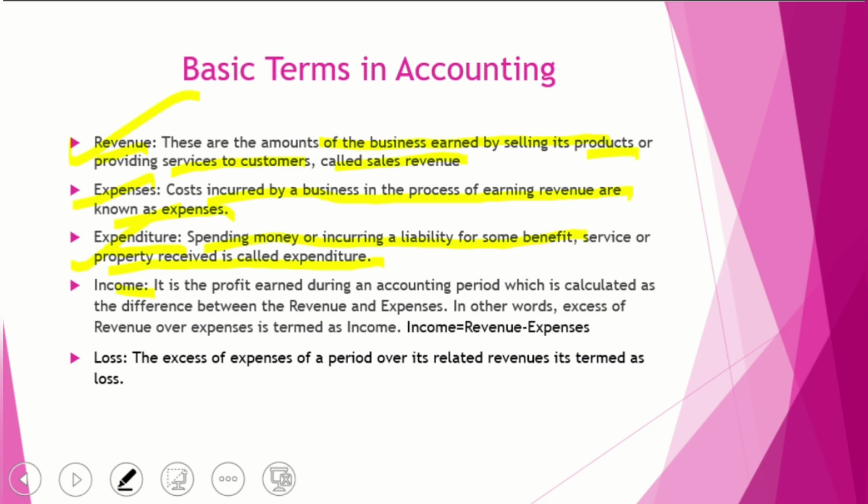Next, we have income, the profit. Income is nothing but the profit earned in the accounting period, which is calculated as revenue minus expenses. We learned that revenue is the money earned because of selling, and expenses are the charges incurred for the selling. Whatever revenue we had got, when we subtract all our expenses from that, whatever amount is remaining can be termed as profit. So it is nothing but the excess of revenue over expenses that is termed as income. We have a formula: income is equal to revenue minus expenses.